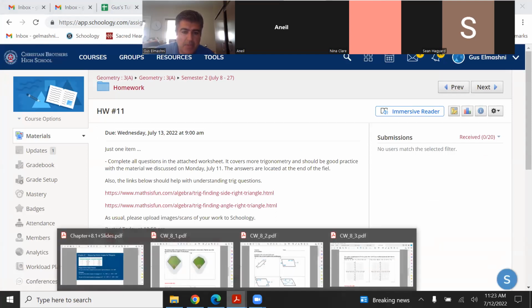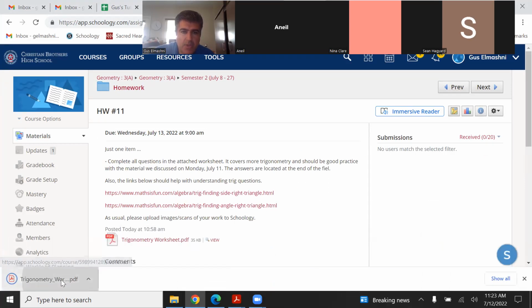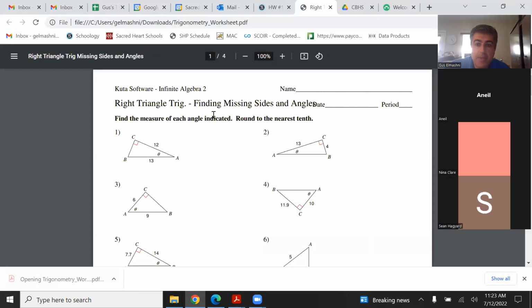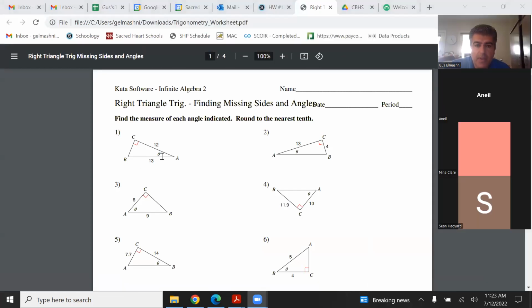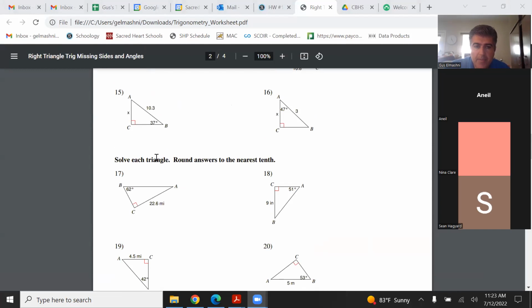I'm sensing that some of you guys probably would want that. So if I download this and just show you how it looks, not that much different than what we did on Monday or yesterday, where here you have an angle, you have to solve for the missing angle. You have to use the right trig function to figure it out. Or here, find the missing side and round to nearest tenth, and you have to use trig again to work that out. And then solve each triangle means find all the missing sides and angles.